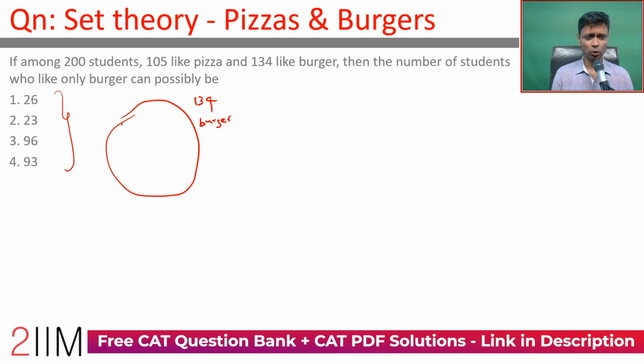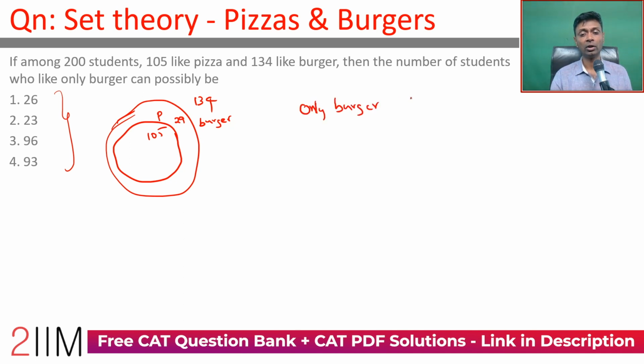So if you want to go for the minimum, then as many of these 135 as possible should like pizza also. In other words, we should have pizza sitting inside here. This difference is 30. So only burger should be 30 or more. The number of people who like only burger is 30 or more. So we can eliminate these two. There clearly, evidently is an upper bound as well.